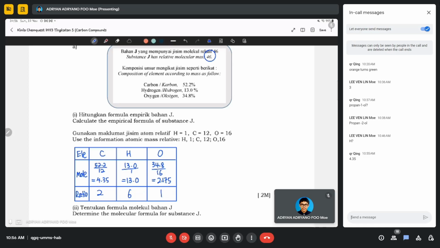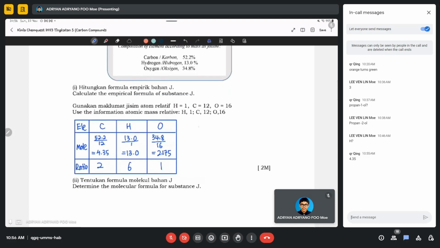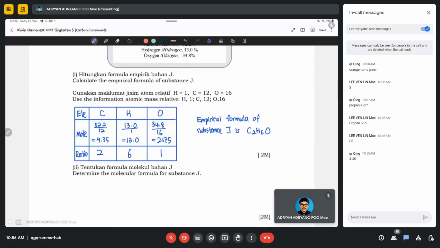Okay, now what do they want? They want the empirical formula. So the empirical formula of substance J is C2H6O. Okay, C2H6O. Okay.